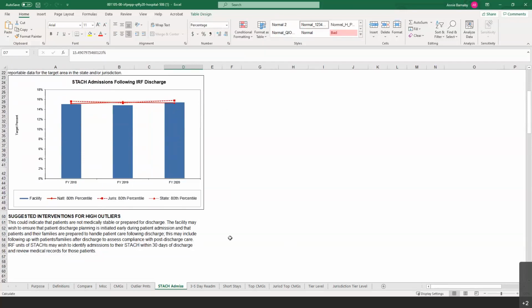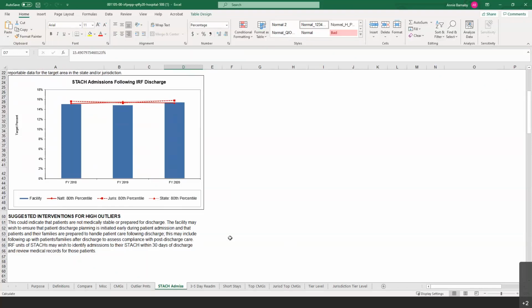What should we do? Well, again, the suggested interventions are here for you. This could indicate that patients are not medically stable or prepared for discharge. The facility may wish to ensure that patient discharge planning is initiated early during patient admission and that patients and their families are prepared to handle patient care following discharge.